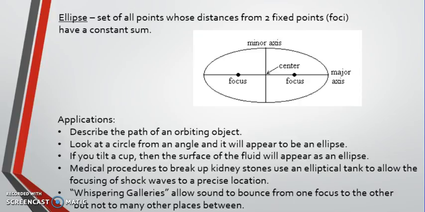This is not a slide that you need to copy down. Probably the only important thing on here would be the basic graph I have drawn and the definition that an ellipse is the set of all points whose distances from two fixed points have a constant sum.